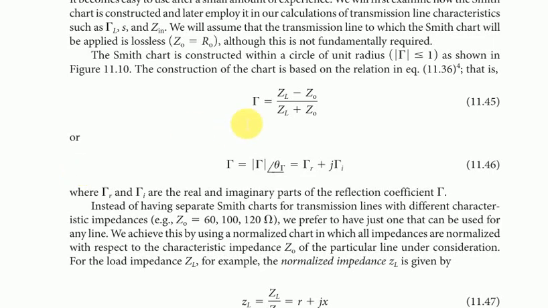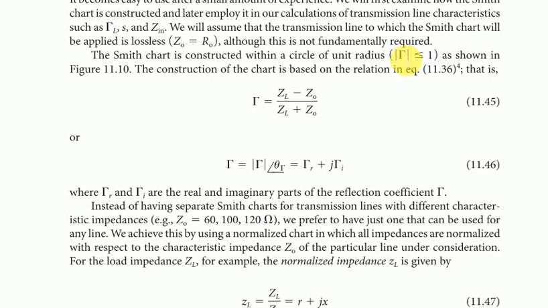Okay, so the foundation of the Smith chart is based upon the reflection coefficient gamma. How can we derive the constant R circle and constant X circle which constitute the Smith chart? It can be derived on the basis of the reflection coefficient.